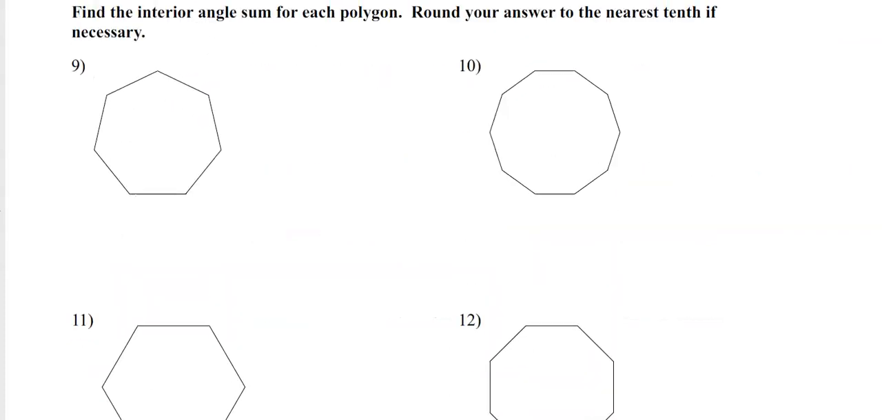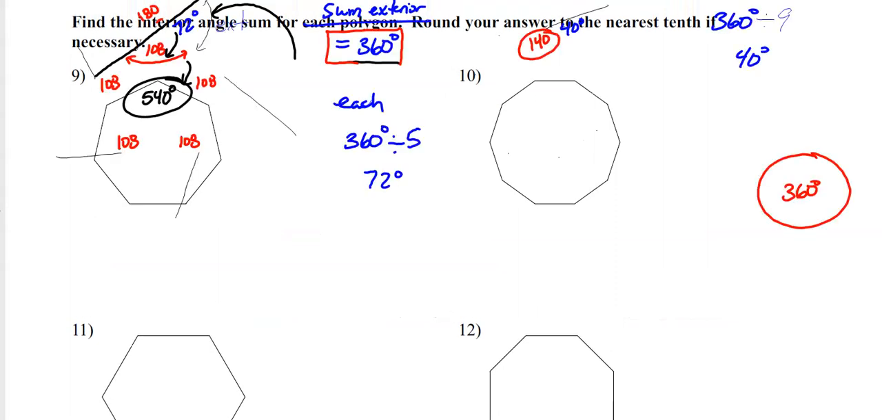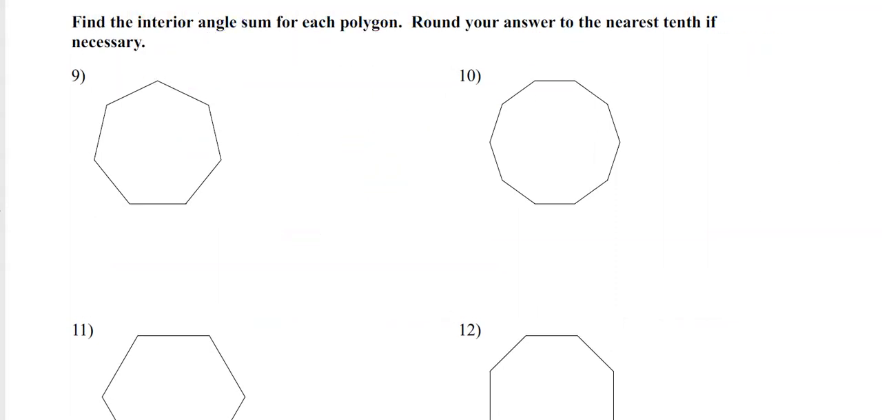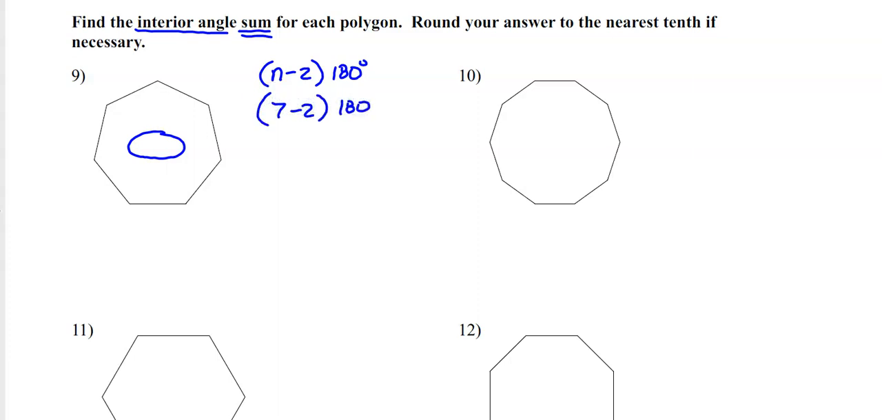All right, moving right along, number 9. Let's see what we want here. Find the interior angle sum. So we're looking for the total in here. So not too bad. I'll use the formula on this one. So it's n minus 2 times 180. So this guy has 1, 2, 3, 4, 5, 6, 7 sides. So 7 minus 2 times 180. Well, that's 5 times 180. So 900 degrees is the total inside there.